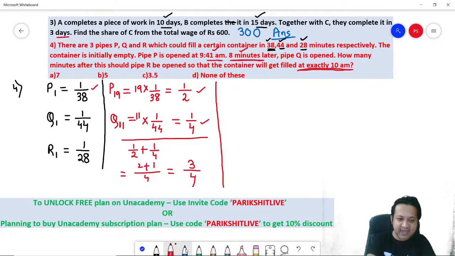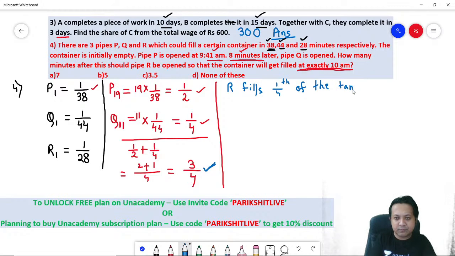If that is the case, remember, they are asking you about R. So how much will R fill? R will fill 1/4 of the tank. Why? P and Q is filling 3/4. So can I say R fills the remaining? When I say remaining, basically I'm telling you R fills 1/4 of the tank. Will you agree? Remaining is 1/4.